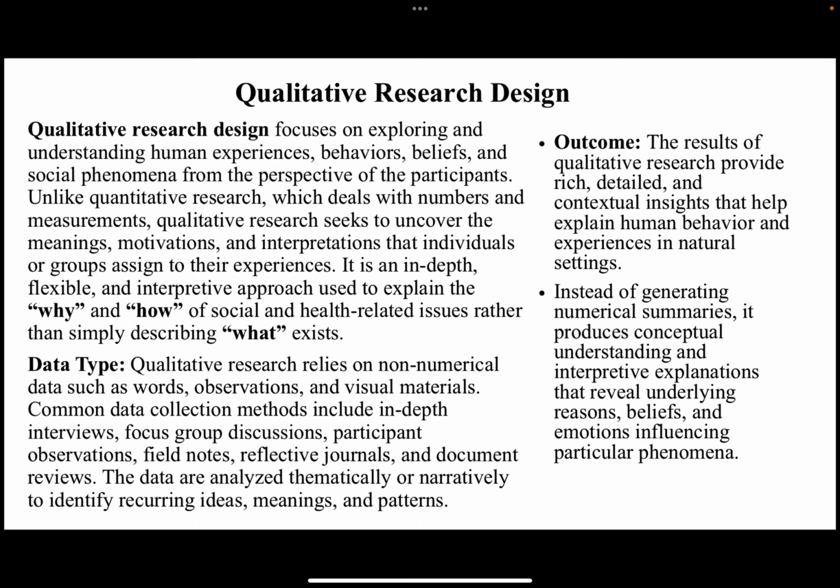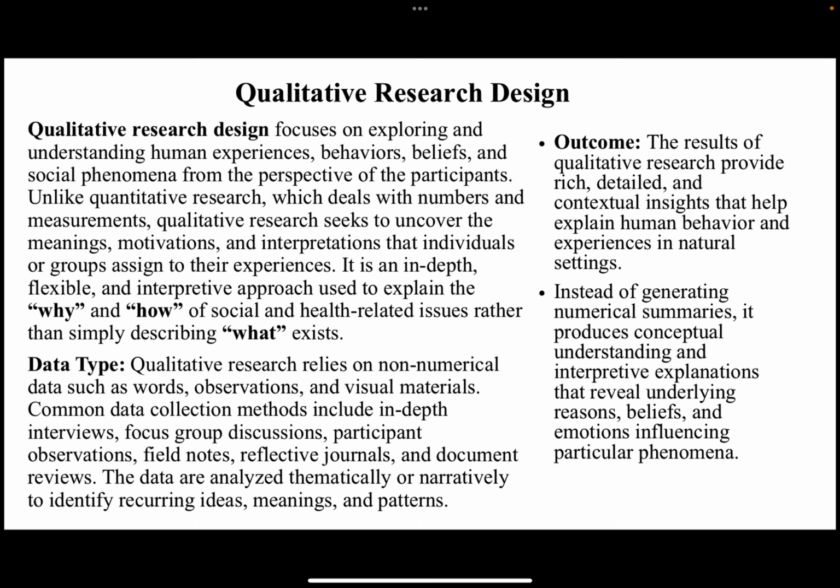Now, in terms of how you can present your results, the outcome. Now, if you conduct a qualitative study, the results of a qualitative study usually provide rich, detailed, and conceptual insight. Rich, detailed, or in-depth conceptual insights. Okay, so what that means is that the results of a qualitative study are very rich, very detailed, and carry in-depth conceptual insight, meaning rich descriptions.